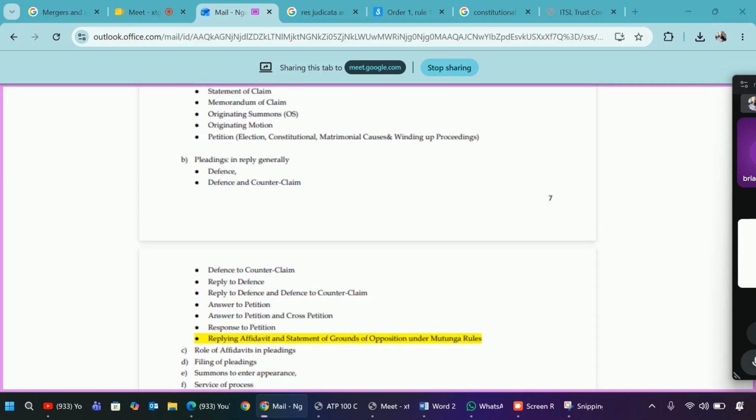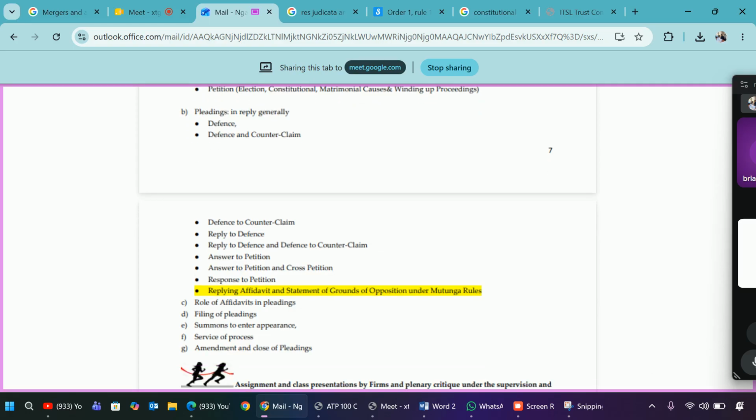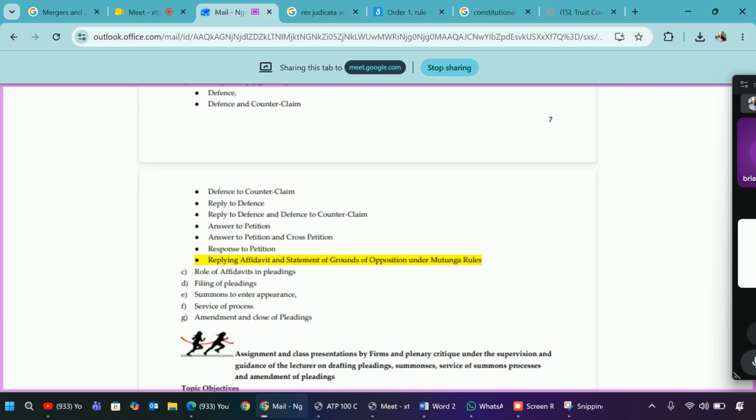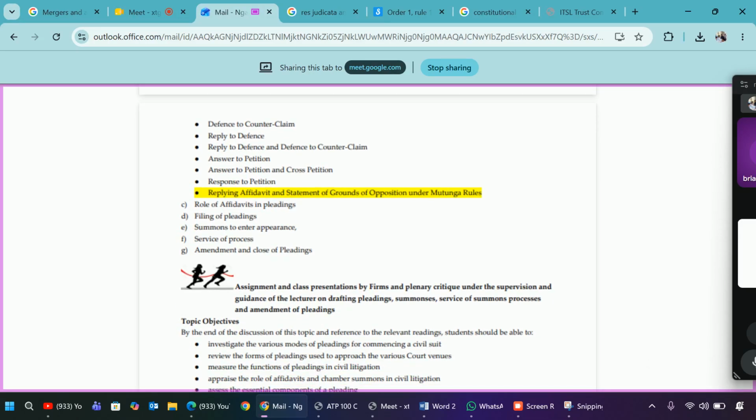So generally, you can also be told to give pleadings that are used in replies. So there is defense. You can use defense and counterclaim. You can use defense to counterclaim. You can use reply to defense. You can do reply to defense and defense to counterclaim. You can do answer to petition. You can do answer to petition and cross petition. You can do response to petition. And you can do replying affidavit and statement of grounds of opposition under Mutunga rules.